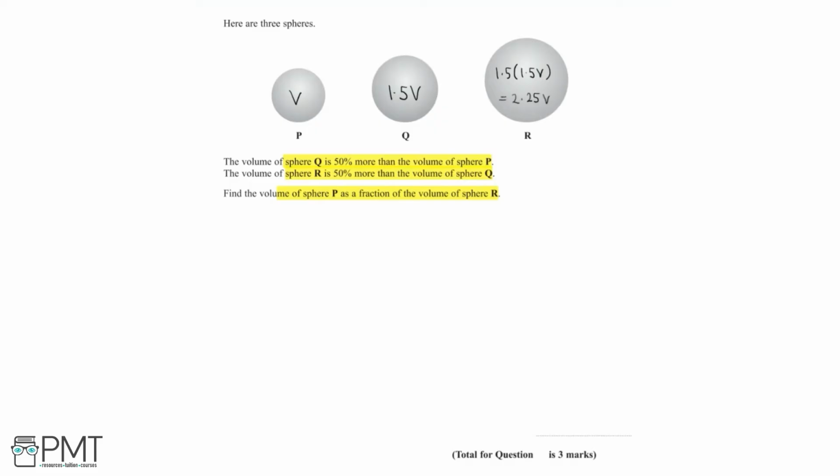Now we're asked to find the volume of sphere P as a fraction of the volume of sphere R. We know that the volume of sphere P is equal to V, and the volume of sphere R is equal to 2.25V. And so to find the volume of sphere P as a fraction of the volume of sphere R, we can say that the fraction is equal to V over 2.25V. Now we need to simplify this. We can see that the V's are going to cancel out. And so by dividing both the numerator and the denominator by V, we're left with 1 over 2.25.